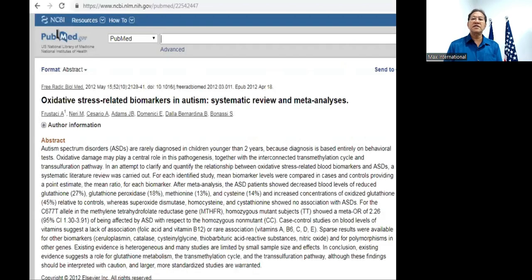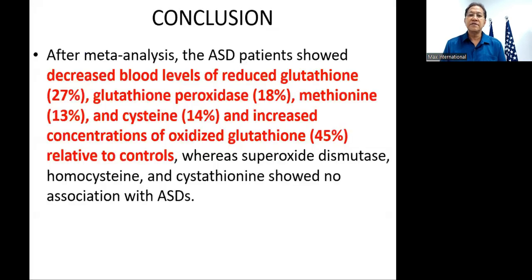Okay, so this is the study, right? And this is the conclusion. Okay, so after meta-analysis, the ASD patients showed decreased blood levels of reduced glutathione, glutathione peroxidase, methionine, and cysteine, and increased concentrations of oxidized glutathione relative to controls. Whereas superoxide dismutase, another of the primary antioxidants, homocysteine and cysteine showed no association with ASD.